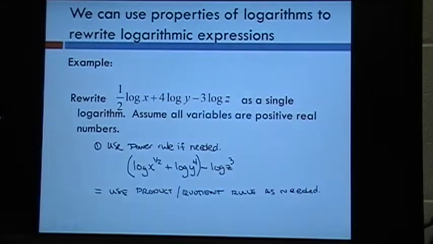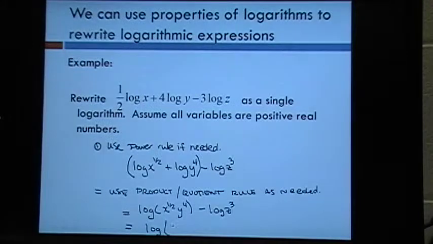Okay, so log of x to the 1/2 plus log of y to the 4th is the same thing as log of x to the 1/2 times y to the 4th. And this minus this, now I can use the quotient rule. So that's the same thing as the log of, and instead of writing x to the 1/2, I'm going to write that as the square root of x. That's how you'll see it more in your homework. So that's the square root of x, y to the 4th, all over z to the 3rd. Okay?